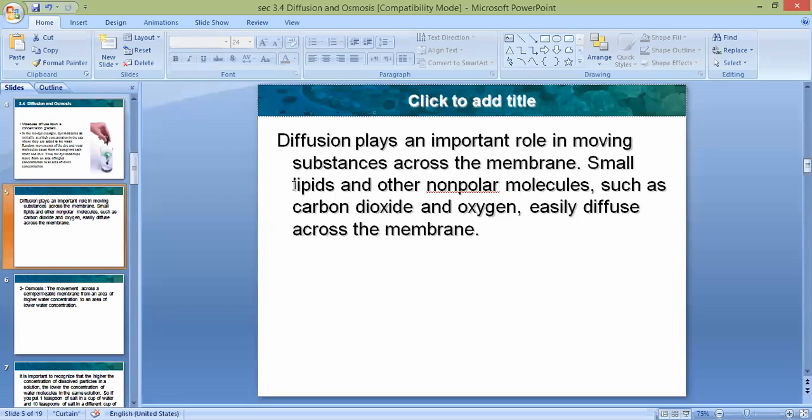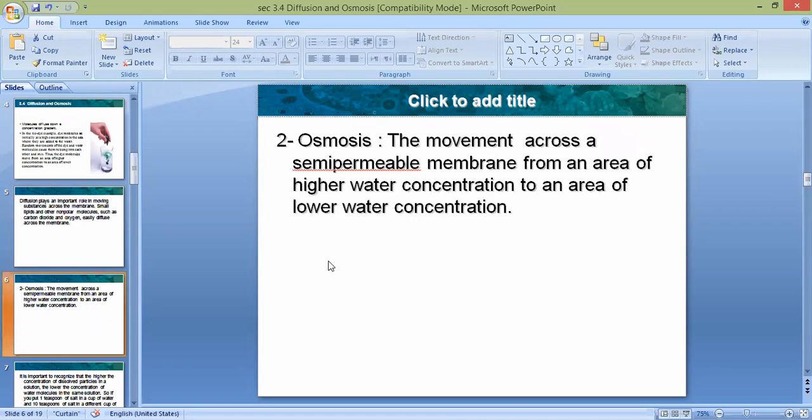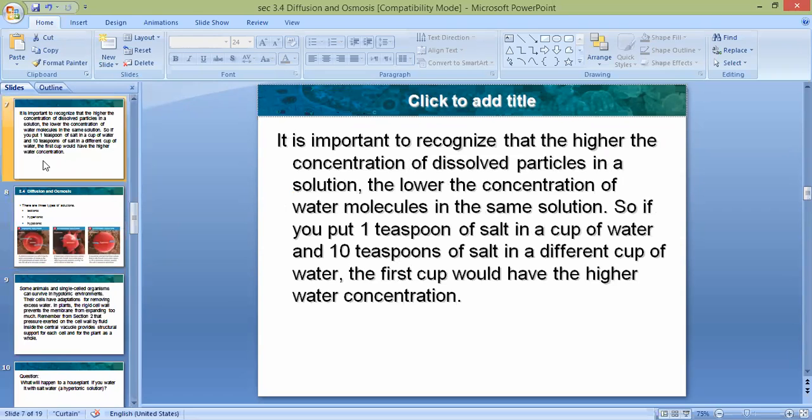Okay, and this is very important. Diffusion plays an important role in moving substances. Small lipids, which are non-polar, and other non-polar molecules like carbon dioxide and oxygen easily move by diffusion. Osmosis is the movement also across the semi-permeable membrane from an area of higher water concentration to an area of lower water concentration. Facilitated diffusion. Sorry? The facilitated diffusion is also passive transport. Yes, bravo. This is the third type, the facilitated diffusion.